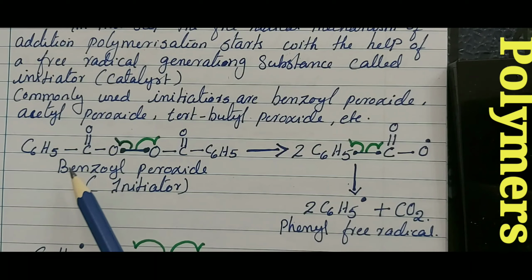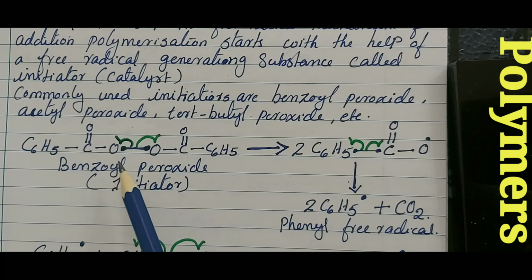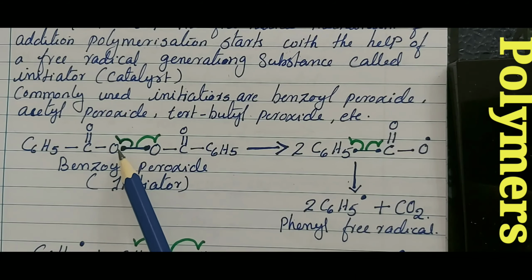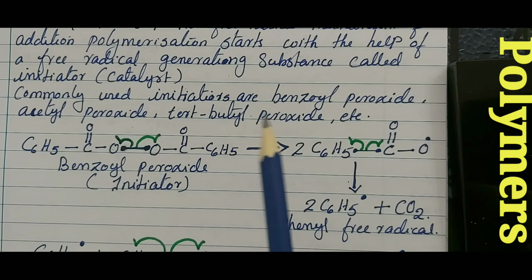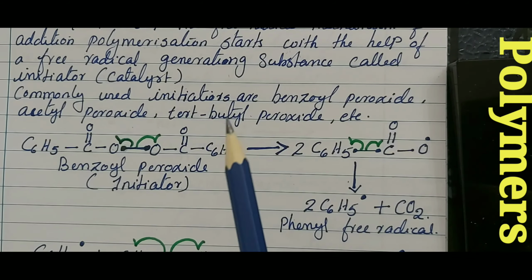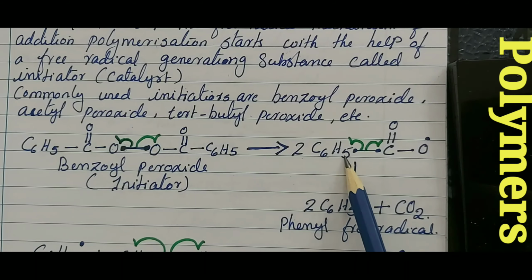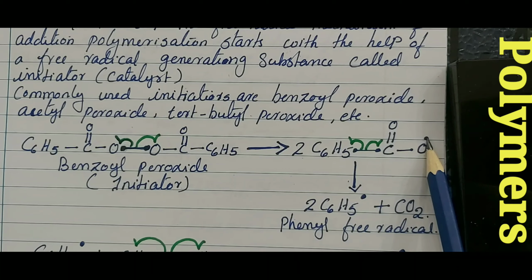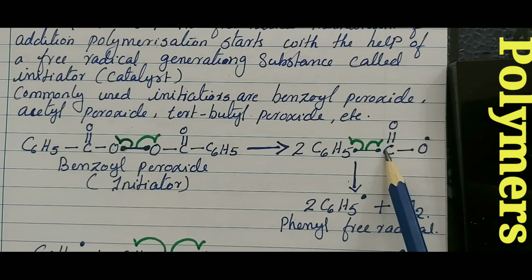Here you can see I have taken benzoyl peroxide as initiator, and I told you the peroxide linkage will break homolytically. Homolytically means this electron will go to this oxygen and this electron from this covalent bond goes to this oxygen. So you see here similar types of free radicals are formed. That's why I wrote 2 C6H5 C double bond O with an electron. This is a free radical.